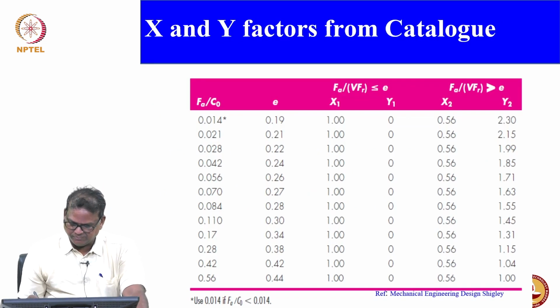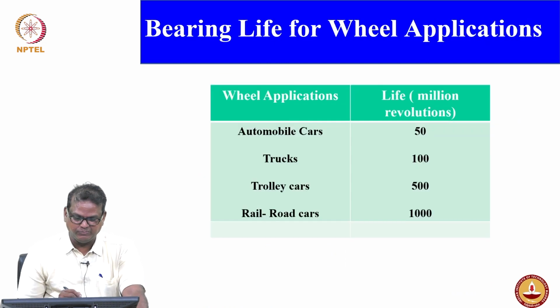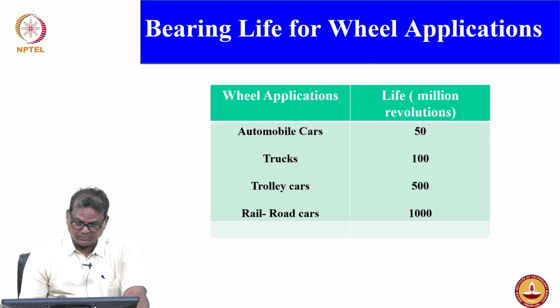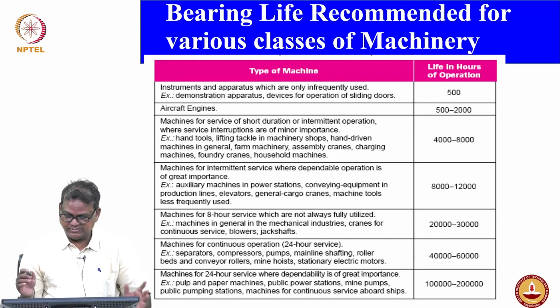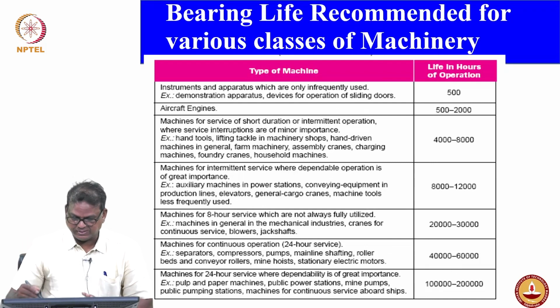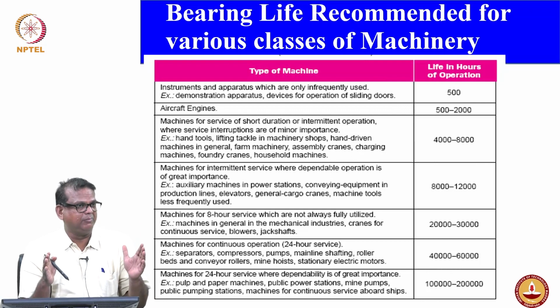These X, Y factors are taken from Shigley book, and this is a typical life of the bearings in various applications. Automobile costs 50 million cycles, trucks 100, trolley costs 500 million, railroad cars will be 1000 million cycles. You can see that these are various applications. Typically a bearing life will be 20 years.